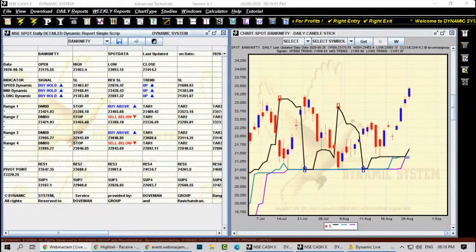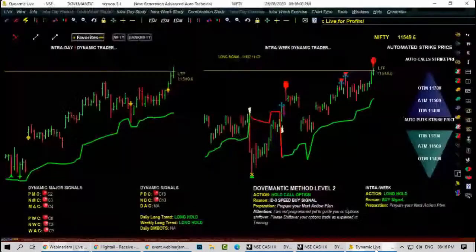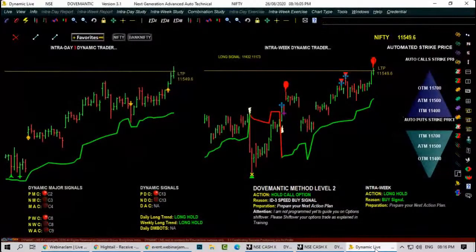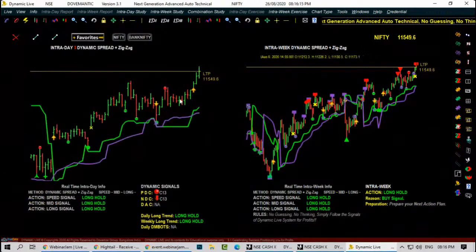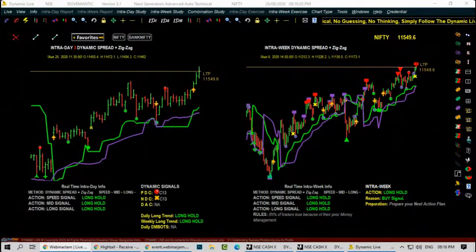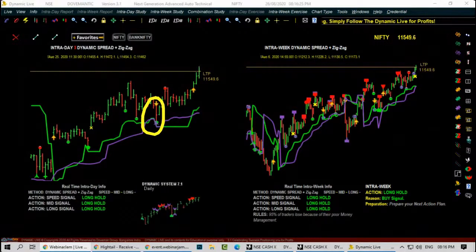Now let us come back to dynamic live to check Nifty and Bank Nifty as per the dynamic superpower trading method. Now you all know that in Nifty, as we discussed yesterday, we were continuing to hold the long position, but then as this intraday 3 speed signal gave us a sell with an edge point here, we exited short and got into a long trade.